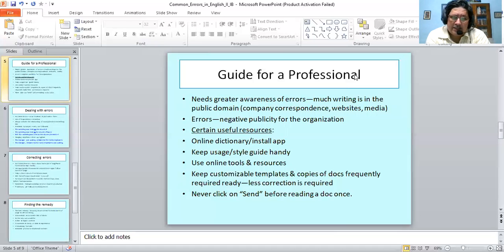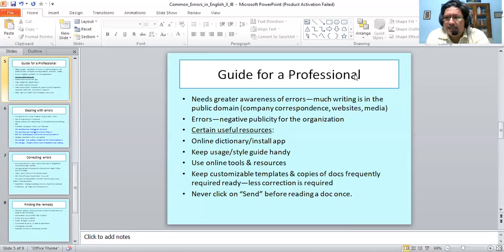So the professional rather has to use certain resources and keep certain resources handy. Again, this can be a kind of reference guide. Keep the dictionary or the online dictionary handy or install the app on one's mobile phone. I would say the hard copy of the dictionary would be useful, but in case it's difficult to find the space in one's workstation to keep that, or one doesn't have really the time to refer to it, just having the app or looking at the online version of the dictionary on one's smartphone would be sufficient.